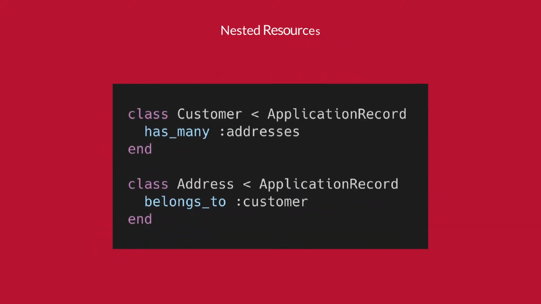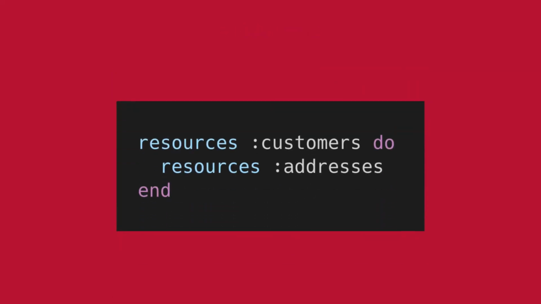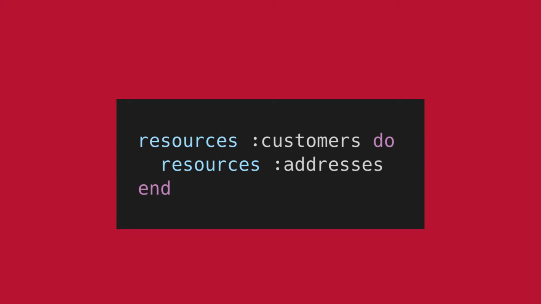Often, some resources are the logical children of other resources. In this case, the customer model can have many different addresses, and each address belongs to a specific customer. Even the routing can reflect the appropriate nesting by adding this to your route declarations. Take note that resources should never be nested more than one level deep.